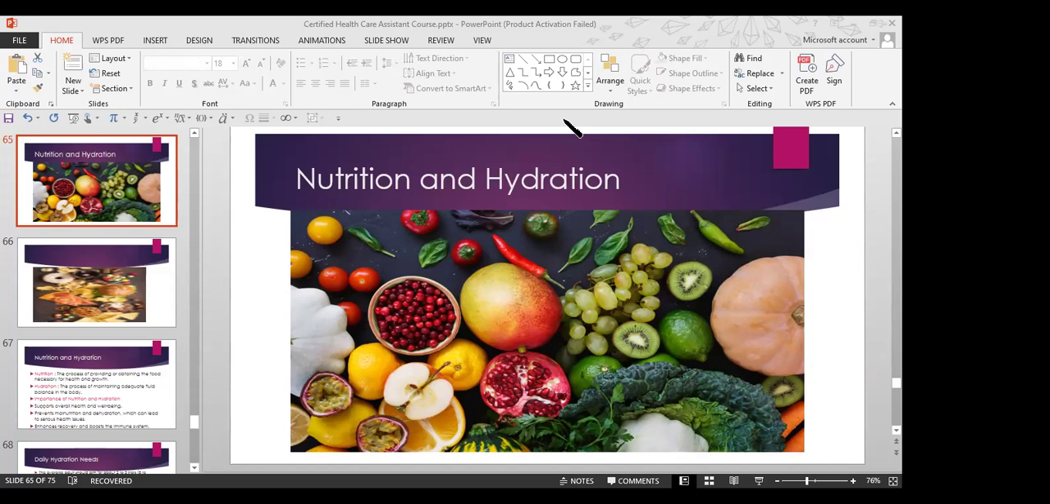Balanced diet is food that contains the adequate classes of food, at least.